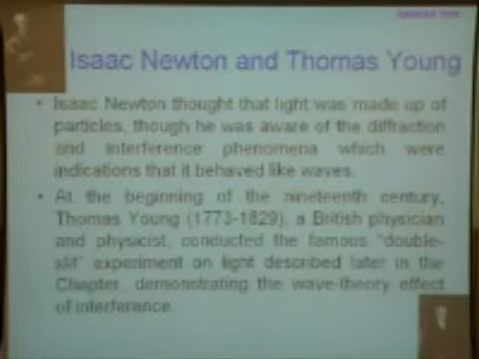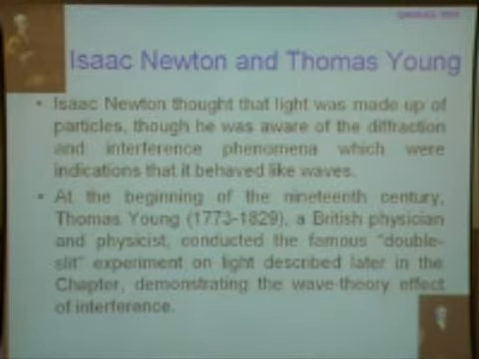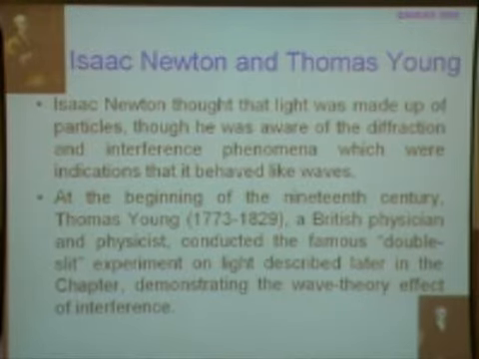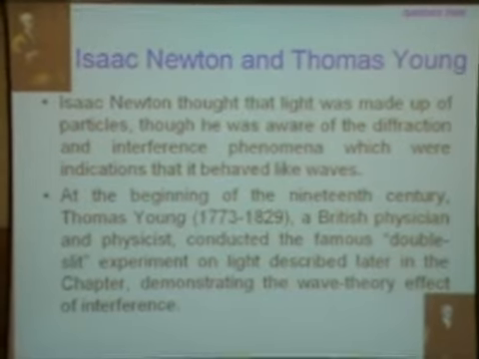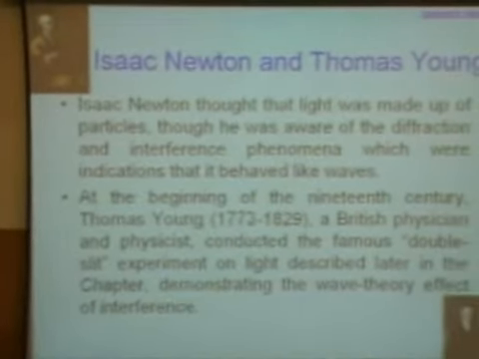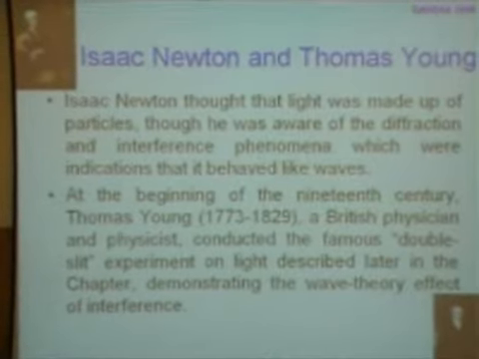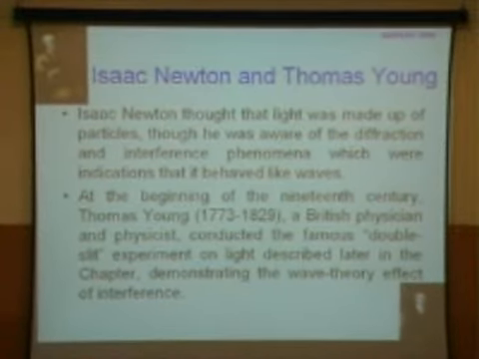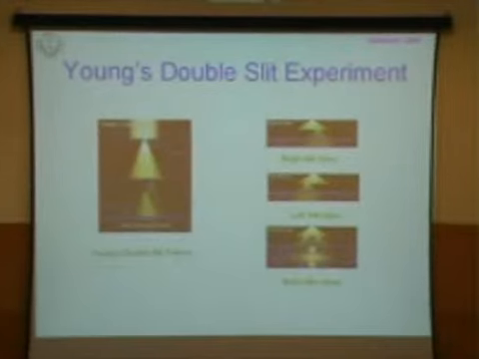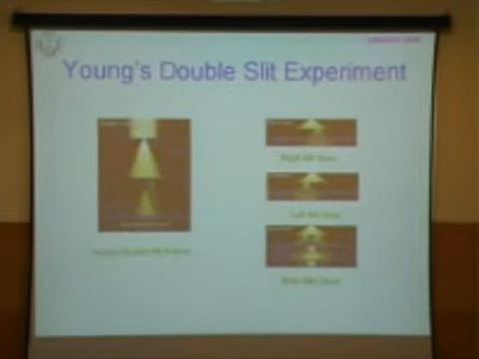Some bit of history of quantum mechanics. Isaac Newton thought that light was made up of particles, though he was aware of the diffraction and interference phenomena, which were indications that it behaved like waves. At the beginning of the 19th century, Thomas Young, a British physician and physicist, conducted the famous double slit experiment on light, demonstrating the wave theory effect of interference. This is Young's double slit experiment.